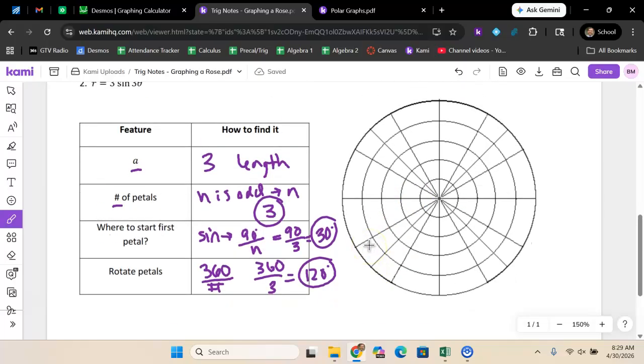Okay, so again, centered at the origin. The first one is at 30 degrees, right here, with a length of 3. So I'm going to go out to here. Then we're going to rotate every 120 degrees, which means we're going to end up here at 150, length 3. Rotate another 120 degrees, and you're going to have one down here at 270 with a length of 3. Double check that those are all evenly spaced, which they are. And then you can go ahead and make your petals for your rose.